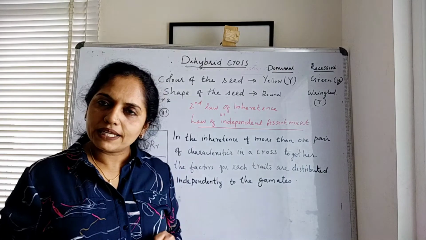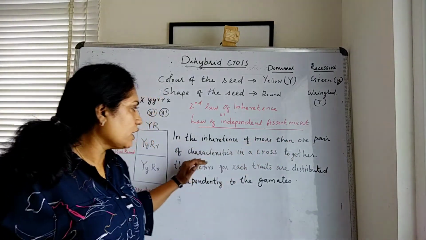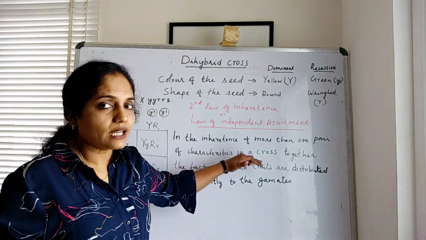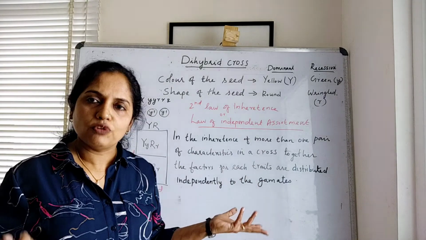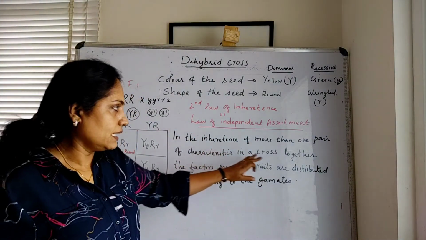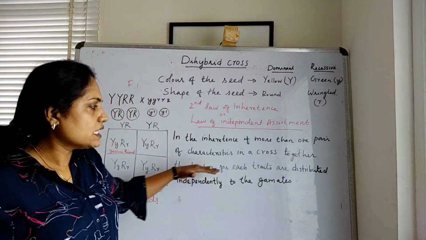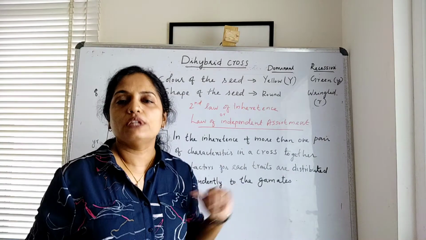What is law of independent assortment? In the inheritance of more than one pair of characteristics in a cross, more than one pair means maybe 2 or 3 or 4. Here we took 2 pairs of contrasting characteristics in a cross together. The factors for each trait are distributed independently to the gametes.